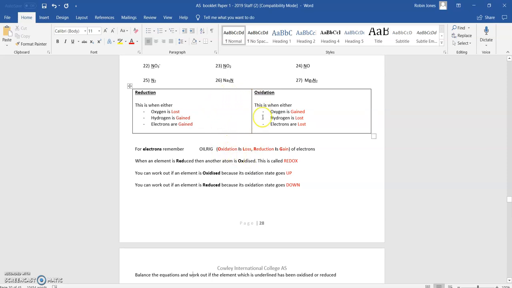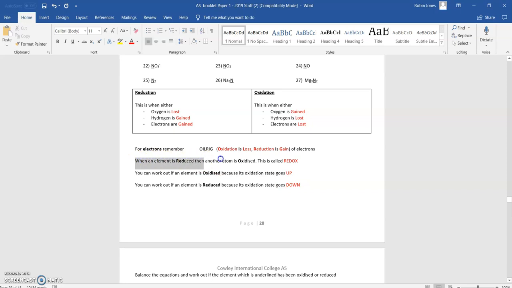Now all that seems a little bit confusing. That's a textbook answer. I've got another little way of doing it that I'll show you in a minute that I think is easier. If you work out the oxidation state of something, if the number goes up, it's oxidized. If the number goes down, it's reduced. And you'll see this in a minute.